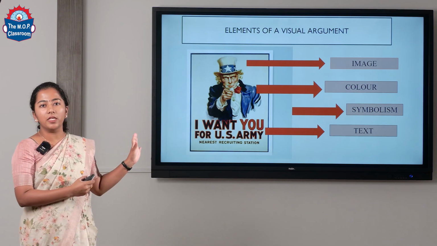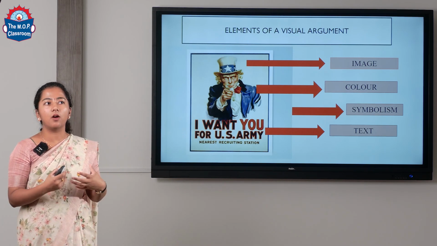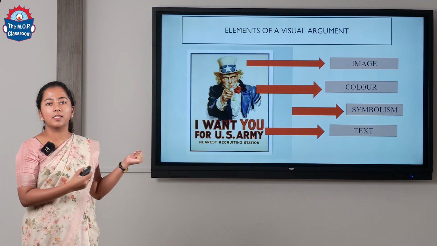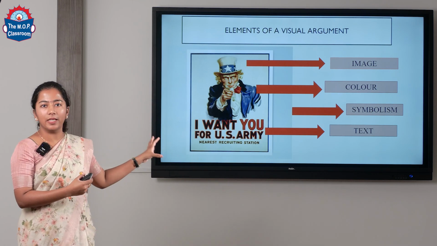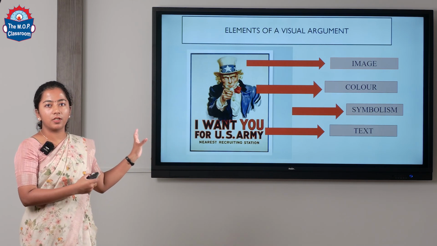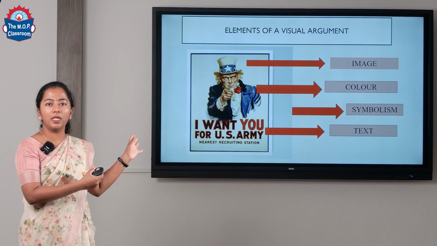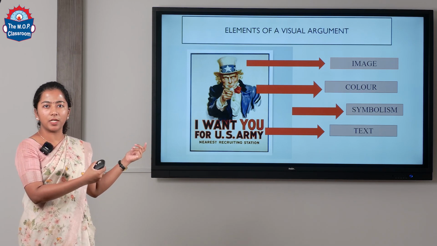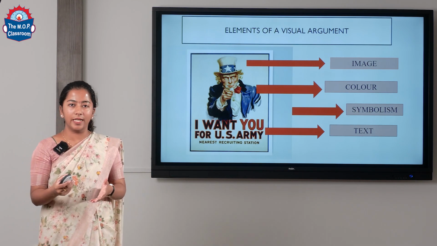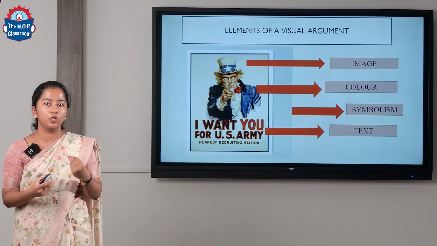Now what is this image? Why is it so famous? How did it become so famous? What are the symbols or the layers behind this very simple looking image, right? So let's get into it. First of all, look at the image. It's a man who seems to be in his old age, right? An older man who seems to be pointing directly at us, the viewer, and he has a very serious expression, right?